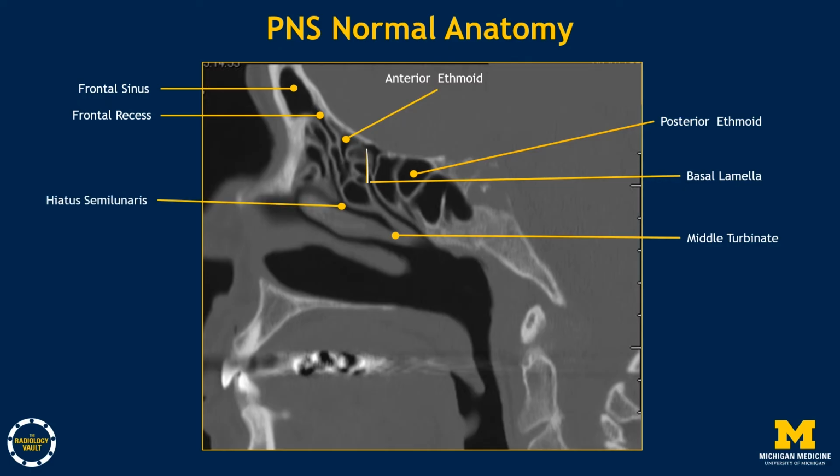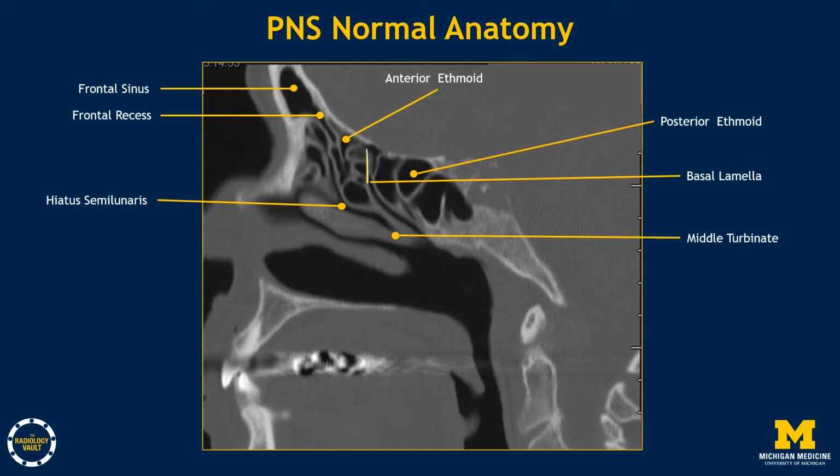This parasagittal reconstruction shows, from the anterior to the posterior extent, the frontal sinus and the frontoethmoidal recess. The clothes hanger shaped middle turbinate is visualized together with the vertically oriented bony attachment to the anterior skull base floor. This attachment is called the basal lamella.